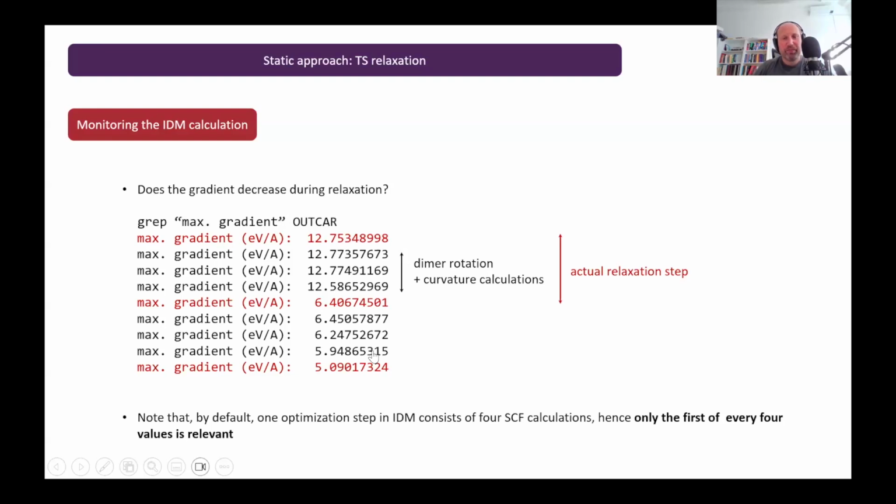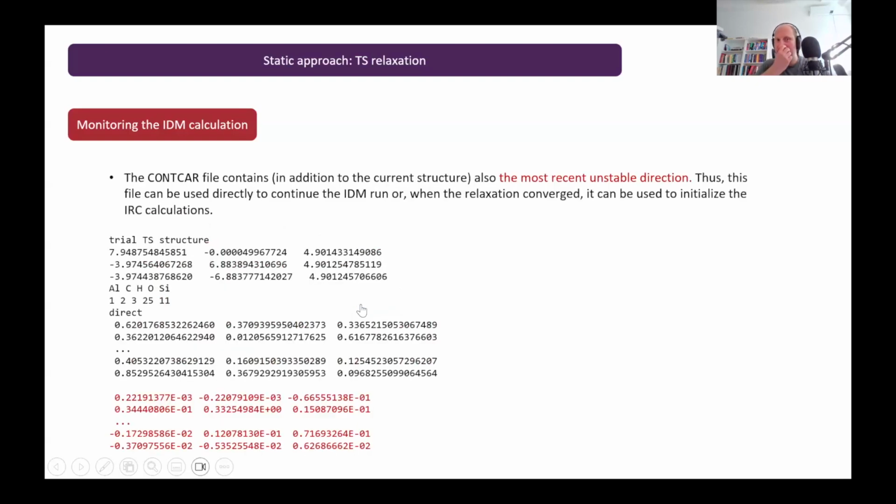Now we should remember that one single step of the improved dimer method involves 4 SCF calculations. The information on the gradient is written in the OUTCAR file. You can, for instance, grep for max gradient, and now you see that only the first of every 4 values really changes significantly. That's because only in the first step was the optimization step really performed, and in the rest of the cycle, trial rotations and trial movements are performed. It is important to keep that in mind. But nevertheless, at least the first of every 4 values should really decrease in the course of relaxation.